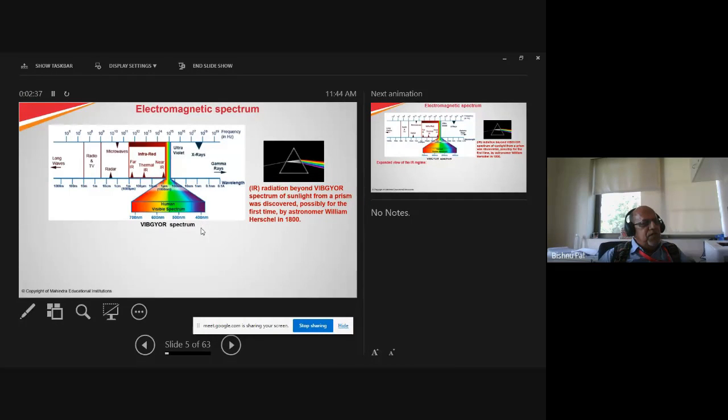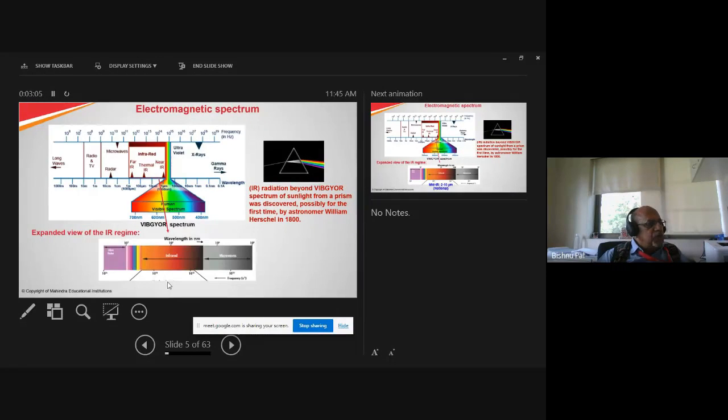But what I would like to share with you is that possibly around 1800, it was an astronomer, William Herschel, who was the first to give this importance to infrared beyond the VGR spectrum from a prism of white light. An expanded view of the regime is shown here. You can see the expanded view in this portion, with the infrared as the central region here, wavelength on the upper side in nanometer and frequency on the downside.